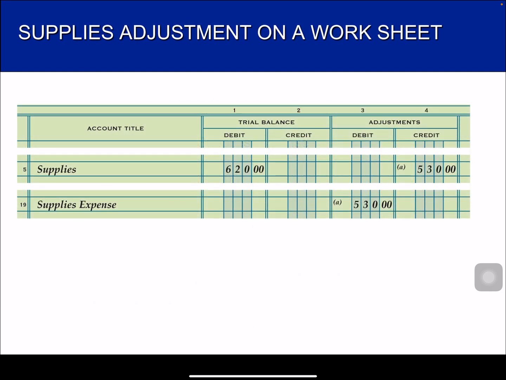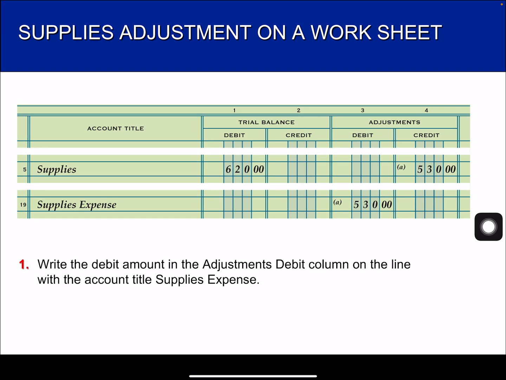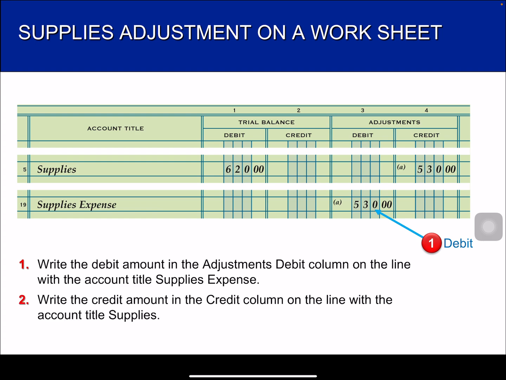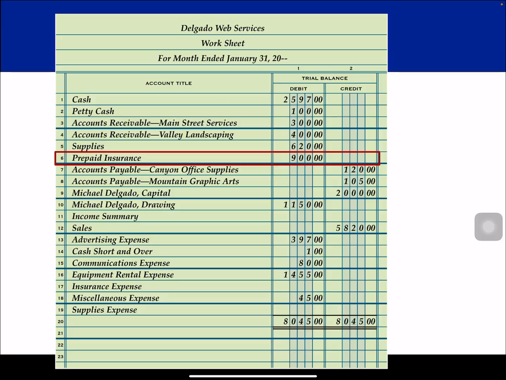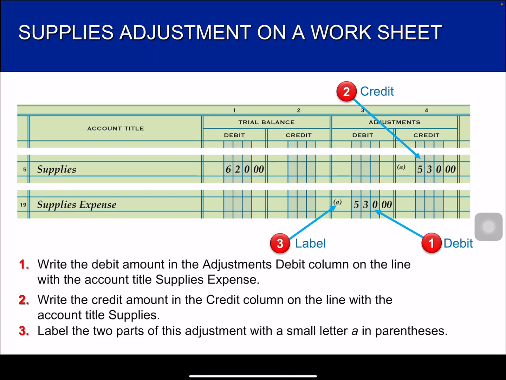Preparing our supply adjustment on our worksheet, we're going to use the adjustments column, which will be the second of the 8 columns that we have. We're going to write the debit amount of the adjustment. It goes to supply expense. We are going to write the credit amount into supplies. And we're going to label the 2 parts of the adjustments with the small letter A in parentheses.